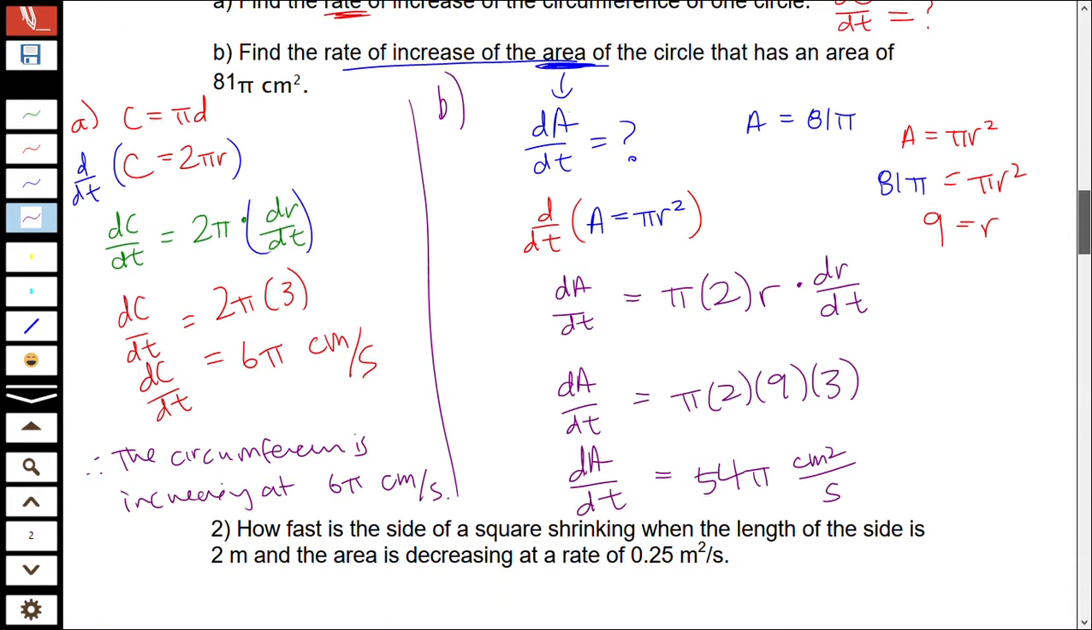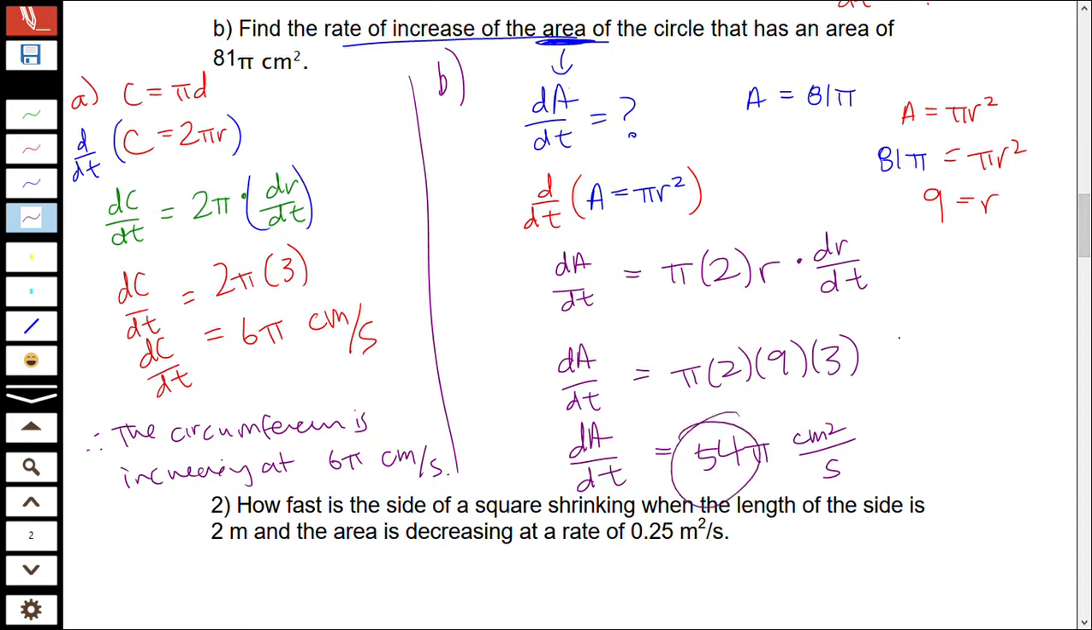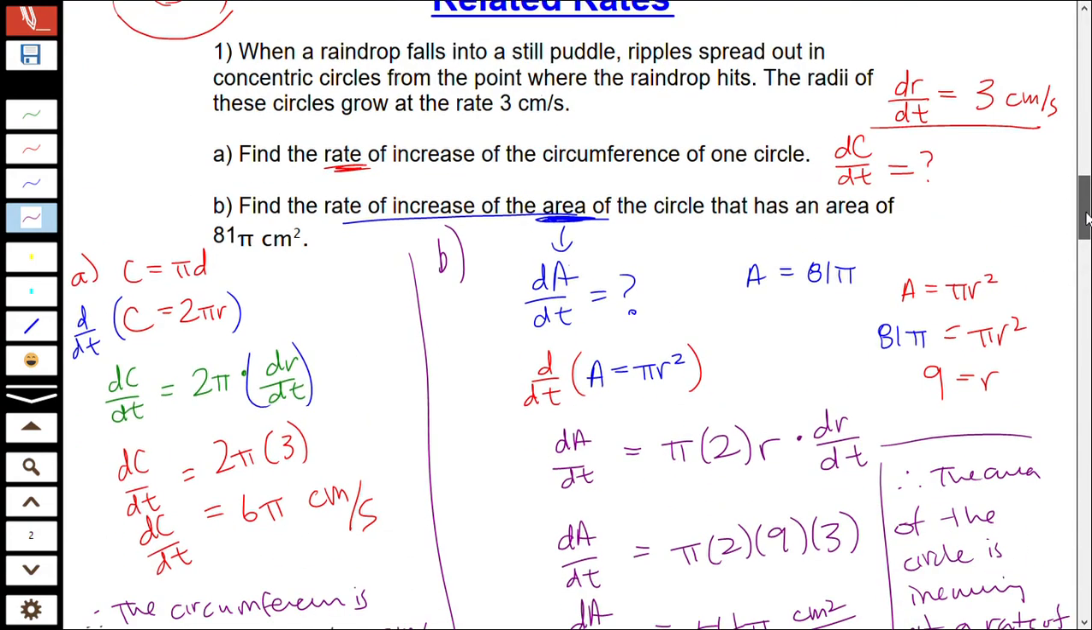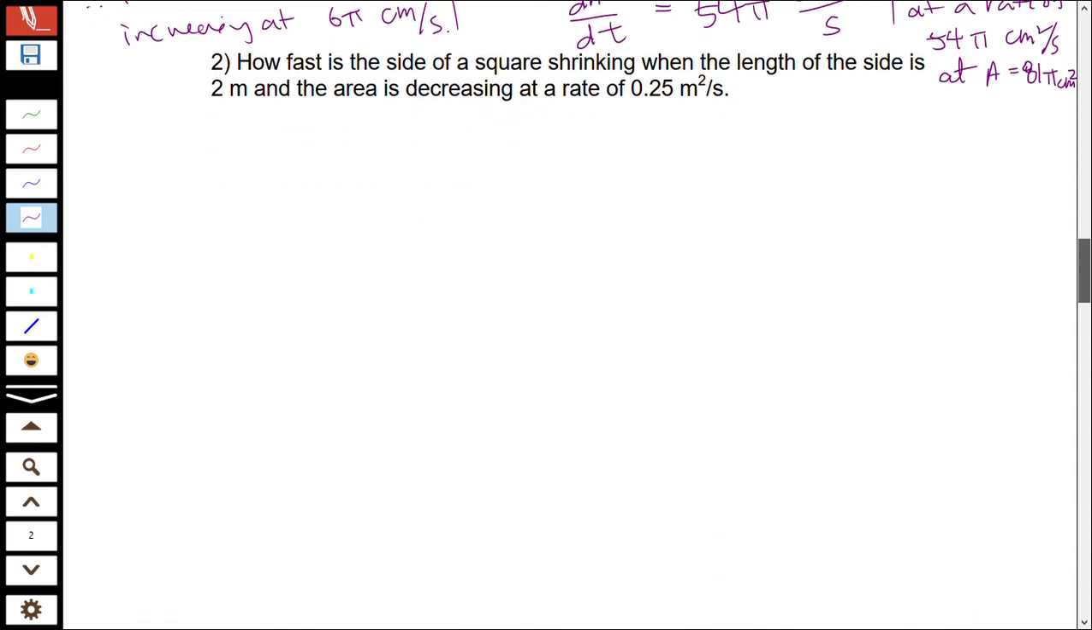So how fast is it increasing? So we know it's increasing because it's positive. I'm going to say therefore the area of the circle is increasing at a rate of 54 pi centimeters squared per second at area is equal to 81 pi centimeters squared. Okay, so that's question number 1. Let's go to question number 2.